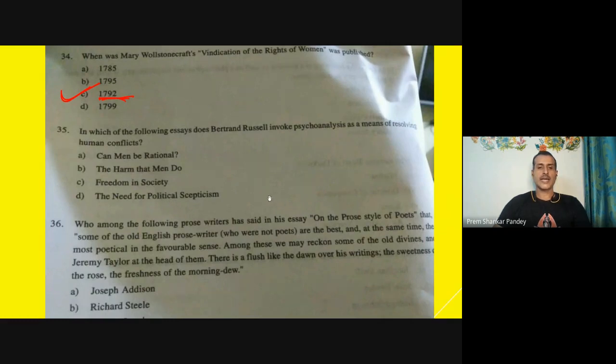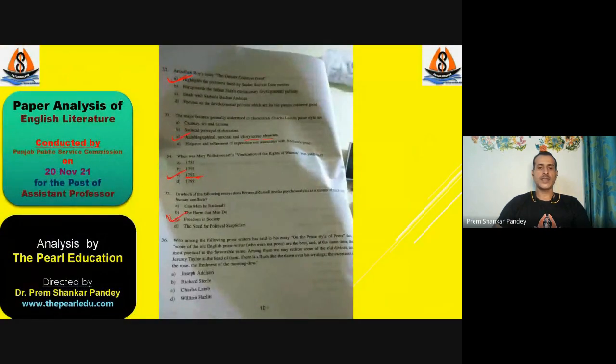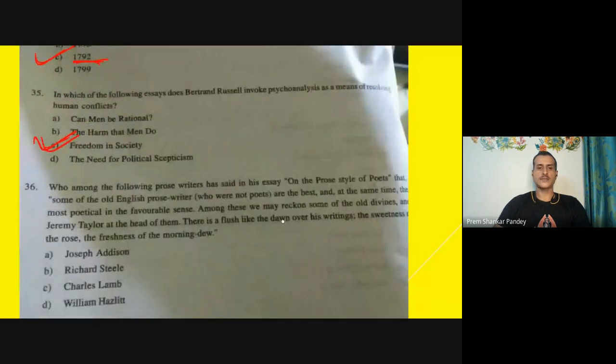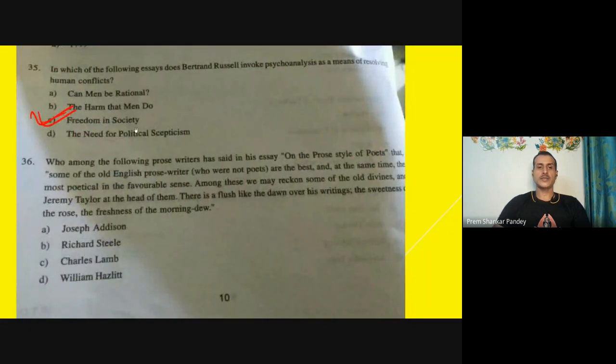The options are: can man be rational, the harm that men do, freedom in society, the need for political skepticism. The right answer to this question is freedom in society. Freedom in society is invoking psychoanalysis as a means of resolving human conflict to get freedom in society. When the conflicts are removed from the human mind, only then will people realize that they have freedom.